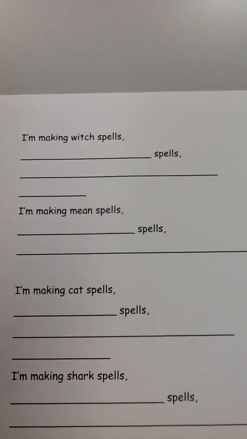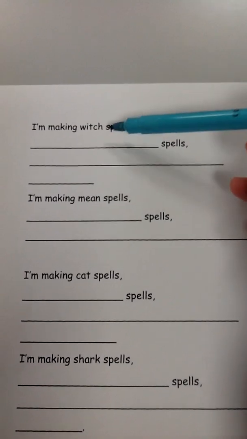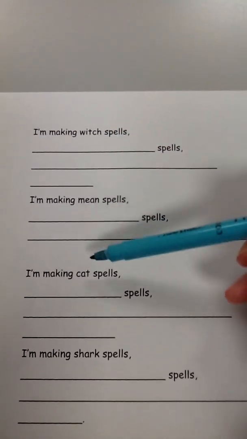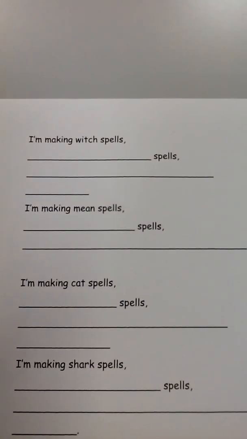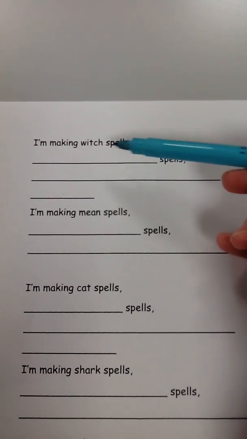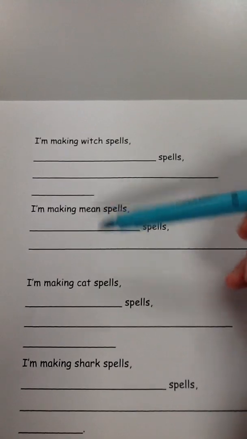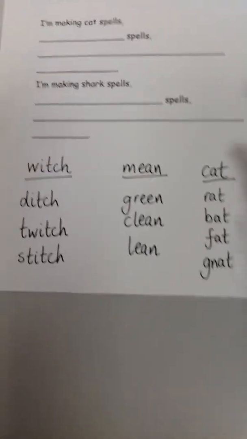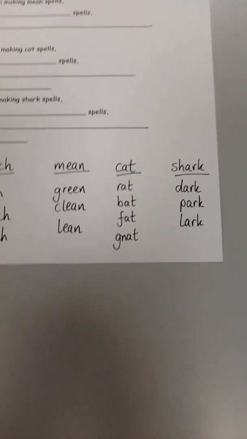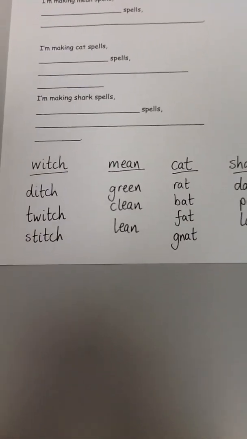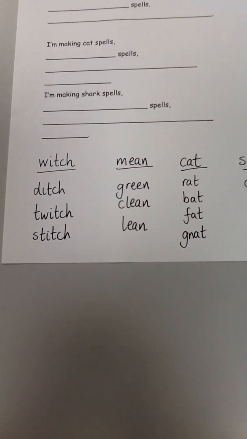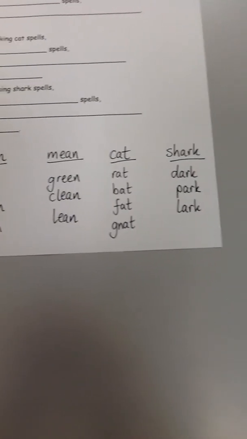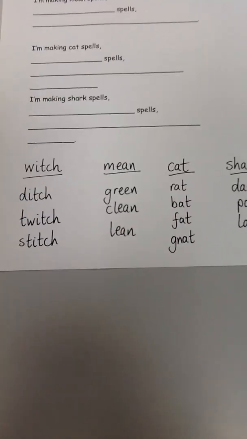So what I did first of all is I looked at these words here, so witch, mean, cat and shark. And I know from the last poem that I need to find words that rhyme with witch, mean, cat and shark. So I started by just having a little think about which words would rhyme with each of those words, and I made myself a little word bank just to have at the bottom of the page, or you could do it wherever you wanted.